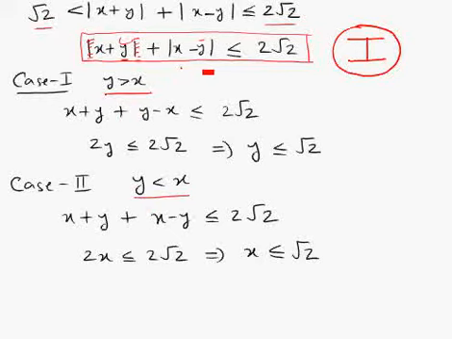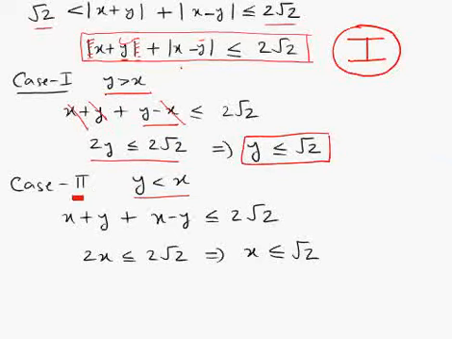First case is y greater than x. If y is more than x, this mod will return a positive quantity, and the positive quantity is y − x. So this expression becomes 2y, less than or equal to 2 root 2. That is, for y greater than x, we have to plot y less than or equal to root 2. Second case is when x is more than y, and then this mod expression will return x − y. Mod returns a positive quantity, and the positive one this time is x − y. Together it becomes 2x, and we get x less than or equal to root 2. Now let's draw this.